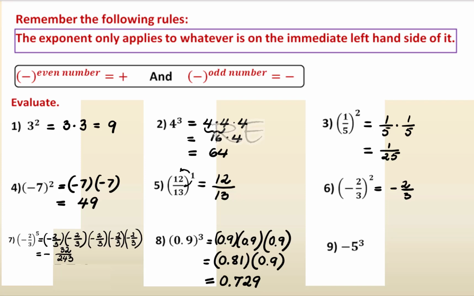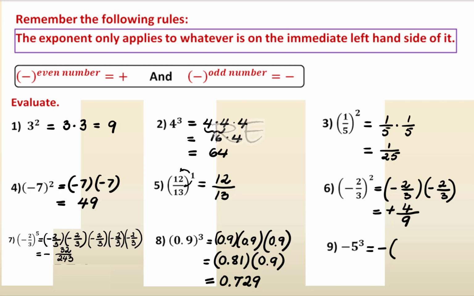Negative 2/3 to the second is negative 2/3 times negative 2/3. A negative times a negative is a positive. Positive 4/9. Negative 5 to the third.